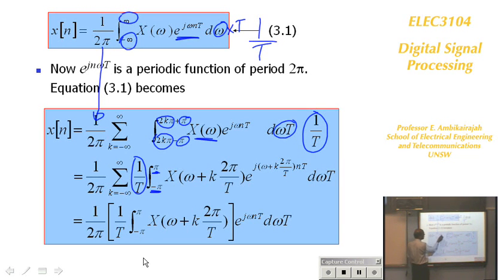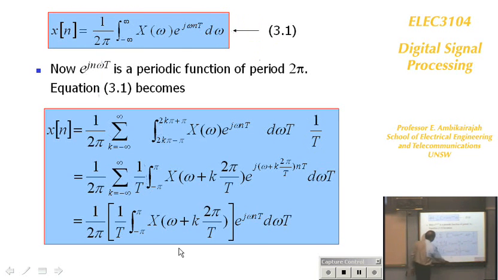So this summation tells you, you take the fundamental region and keep adding them, because this is periodic, you should get your signal. So the next step, if you have a look, I have moved this one in here. I have replaced that one by plus pi and minus pi, which is fine.